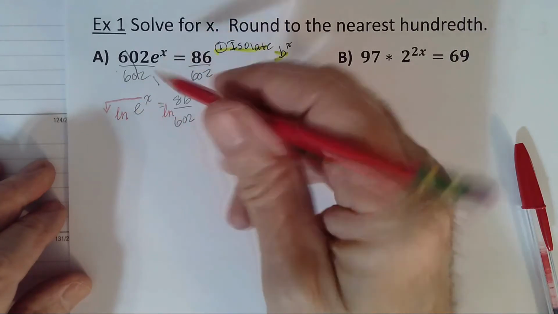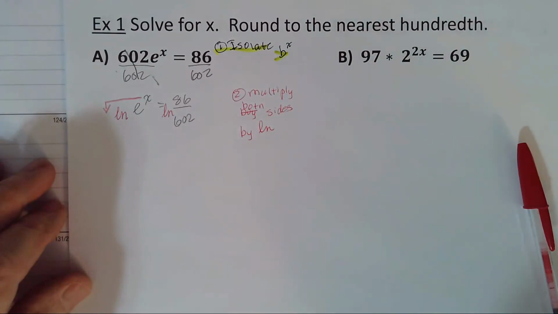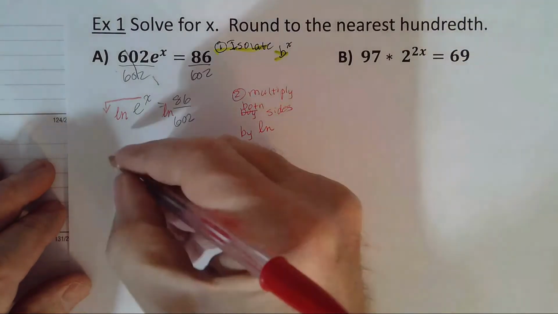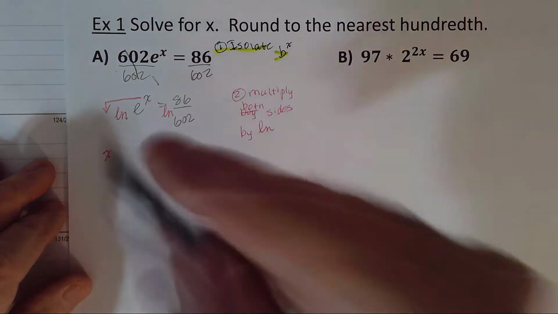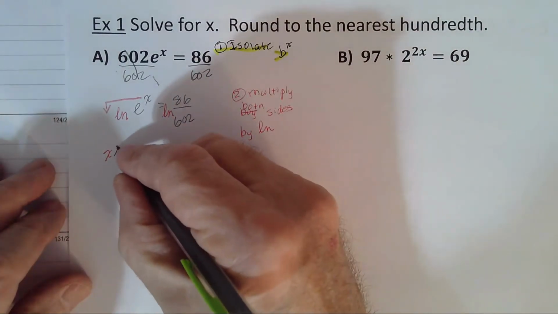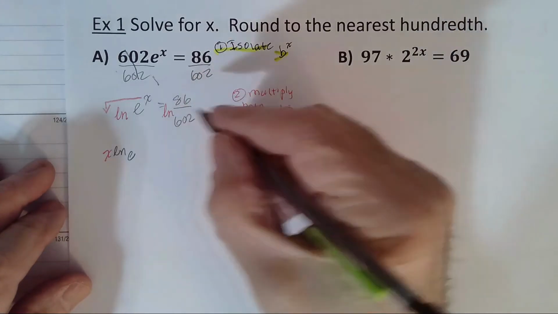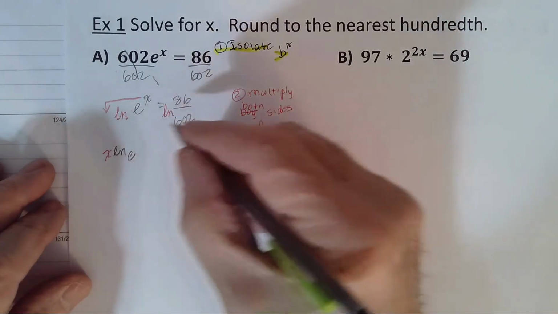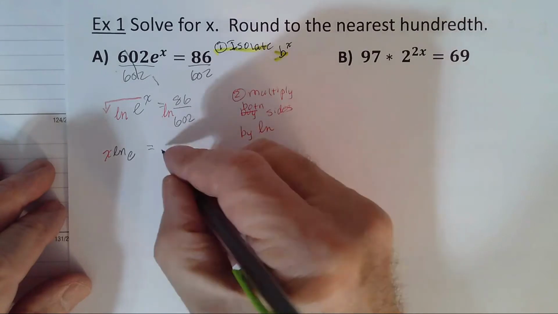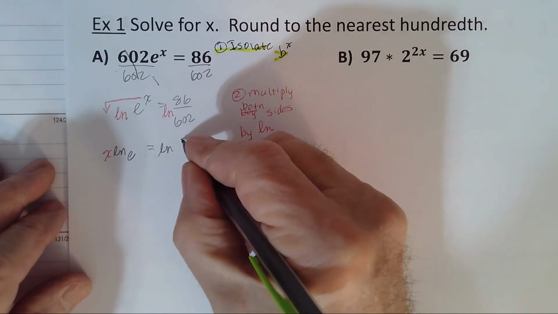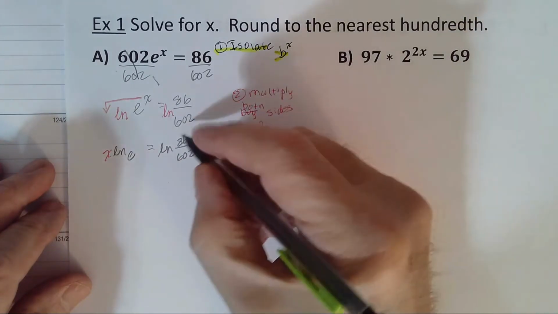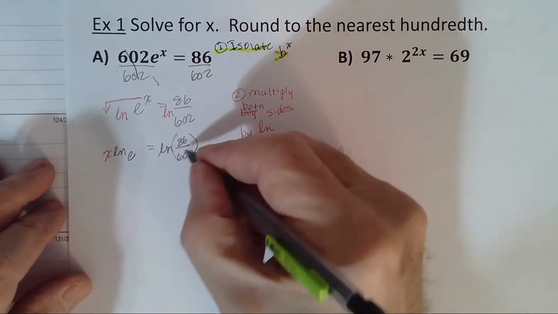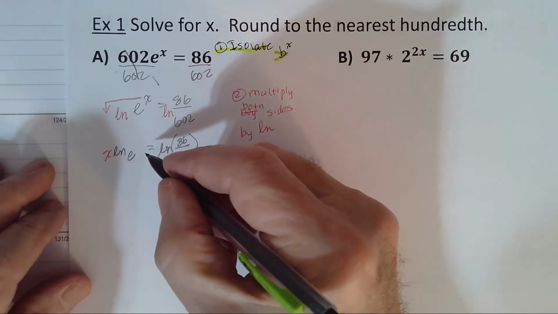So when I rewrite this, it'll look like this. Exponent times natural log of e, and of course the x is moved down, equals the natural log of 86 over 602. Okay? And this is a multiplication problem. Everything's multiplied across.